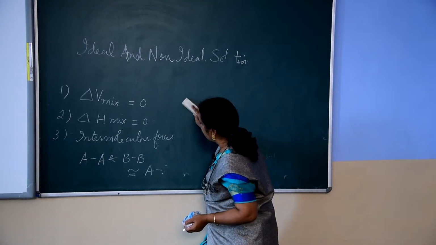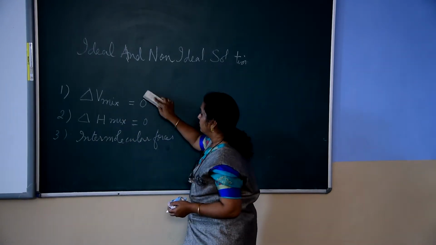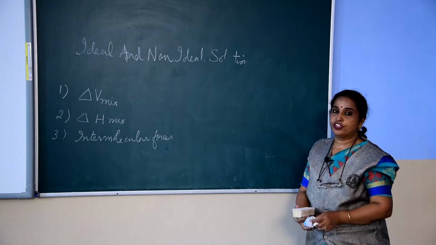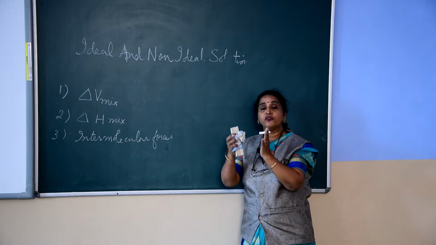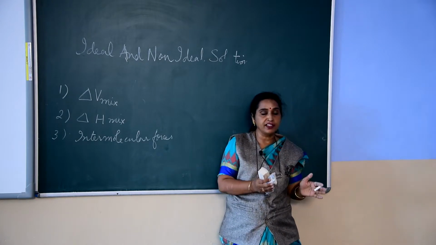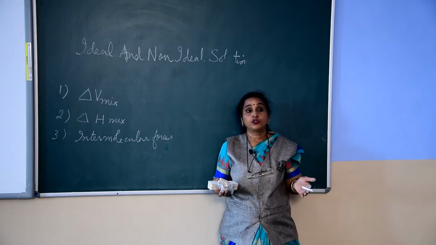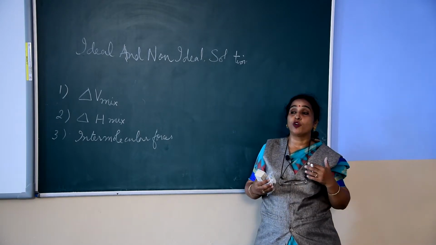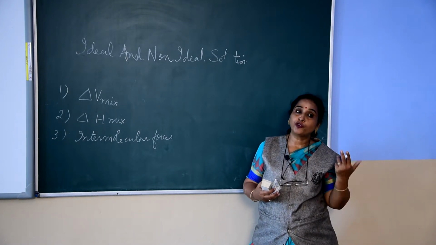For non-ideal solutions, also we consider the same factors, delta V mix, delta H mix as well as the intermolecular forces. What would happen in non-ideal conditions? We had said when the intermolecular forces before and after combining remain the same, the volume is not changing. Enthalpy change is not taking place. So, in this case volume will change, but for change in volume there can be volume greater than existing volume, volume lesser than the existing volume. So, we have two possibilities.